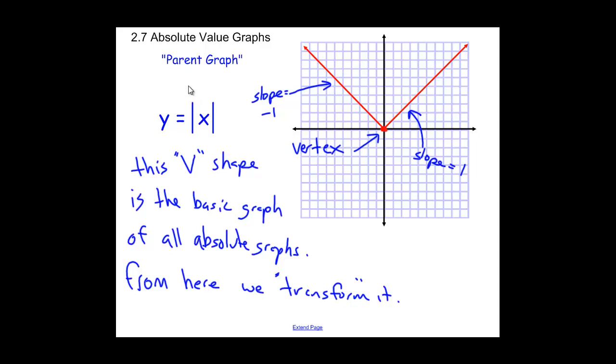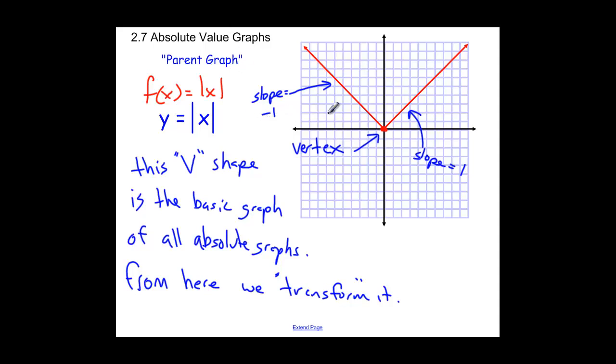Alright, so let's talk about the parent graph of absolute value. So here we have the function y is equal to f of x. I'm sorry, y is equal to the absolute value of x. Now in functional notation, we might see something that looks like this instead: f of x is equal to the absolute value of x. So we'll put them both up there.